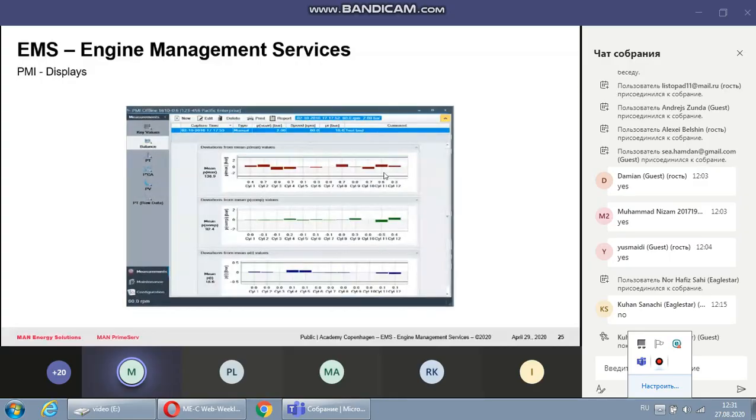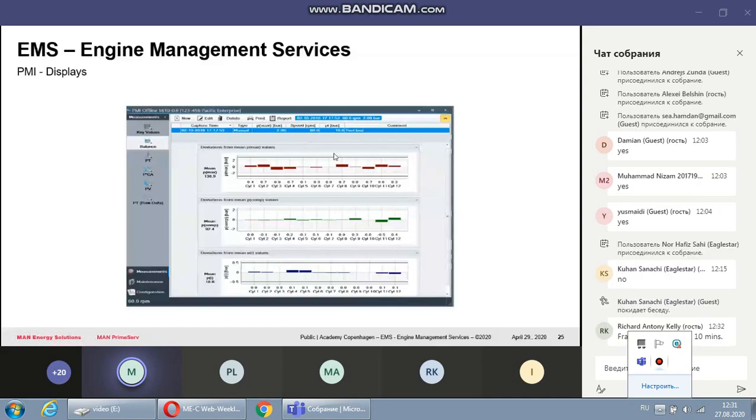So the second graph that you can see from the PMI computer is your deviation curve. Anytime you want to see the deviation between the cylinders or spot it immediately with your naked eye, this is what you need to do. You need to go and see the mean curve or deviation curve. Ideally speaking, this should be a straight line. Okay, should be a straight line.